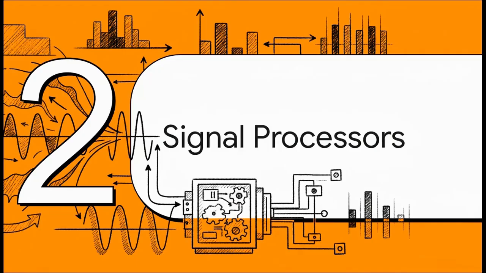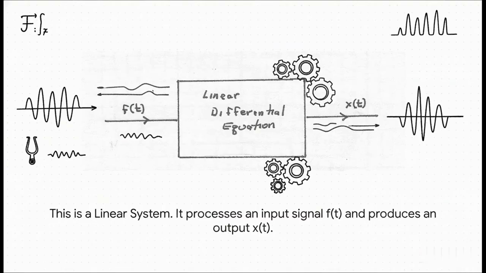So, we know that signals are made of sine waves. Great. But what kind of machine can actually take them apart and put them back together again? Well, that's where signal processors come into play. That machine is called a linear system. And for our purposes today, you can just think of it as a kind of black box. A signal goes in one side, the system follows a very specific set of rules, and a modified signal comes out the other side. Simple as that.